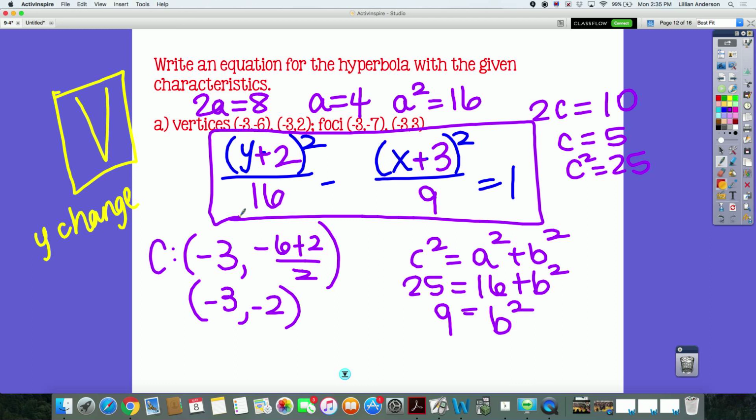So just like before, we work backwards. We use our vertices or our foci to find our center. It doesn't matter which one, we'll still get the same center whether we use our vertices or our foci. The distance between your vertices is still 2a. The distance between your foci is still 2c. We just need to figure out if it's vertical or horizontal, so that way we know if the y's go first or the x's go first.